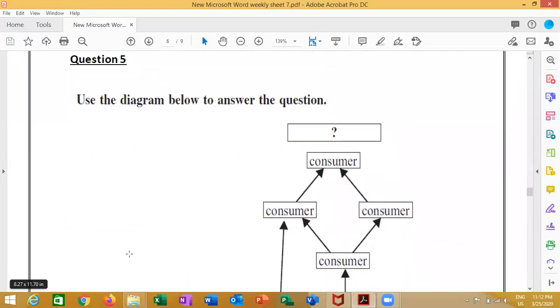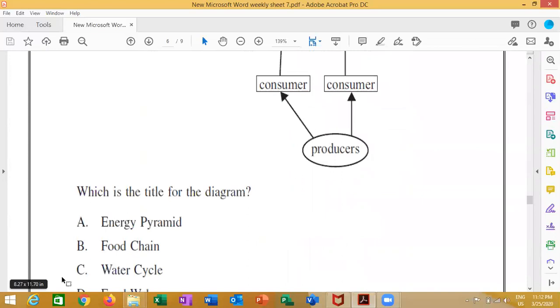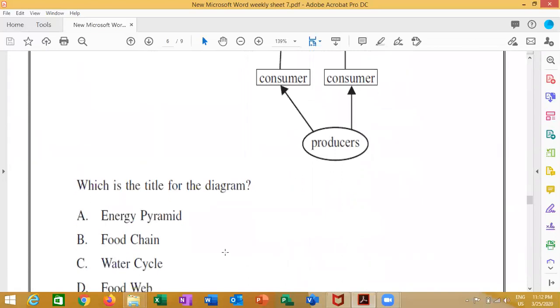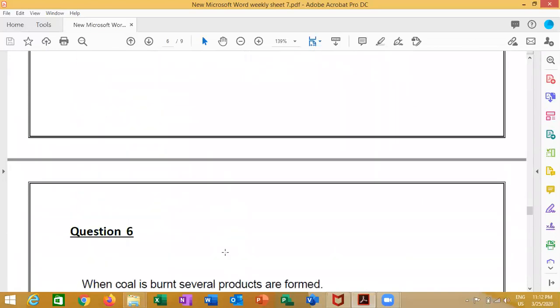Let's move to question 5. What is the name of this diagram? Of course, as you know, it's called food web. Let's move to the next one.